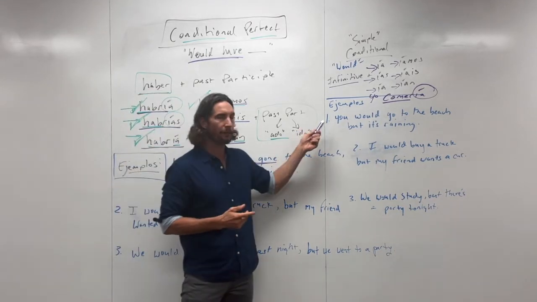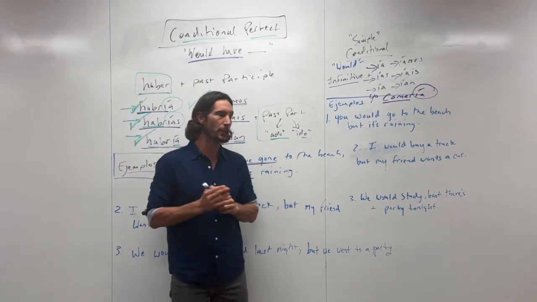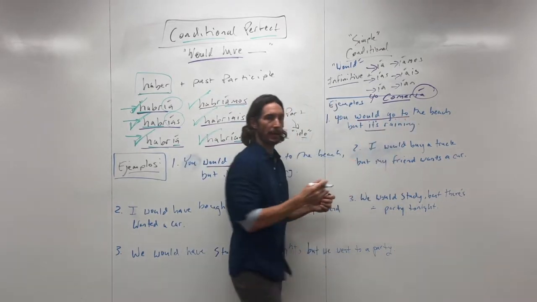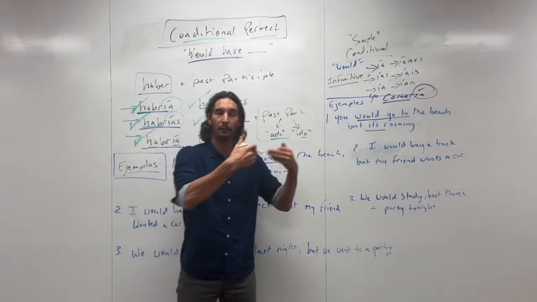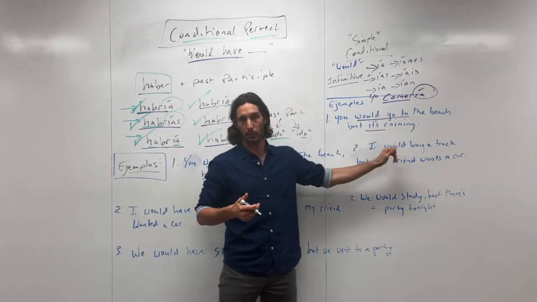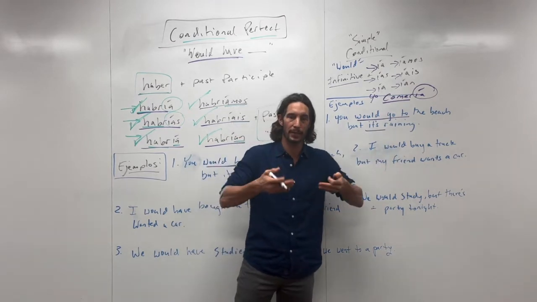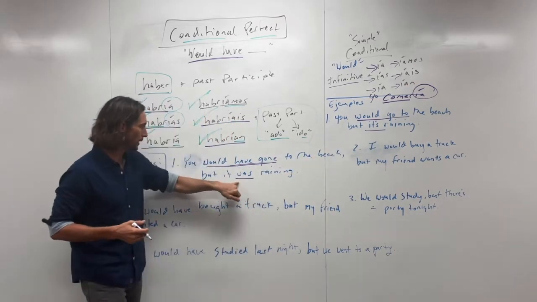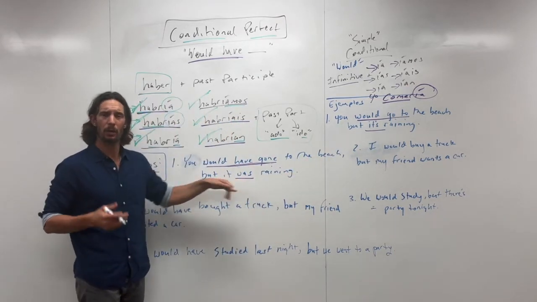But notice the difference here when we use the simple conditional. We'd say, you would go to the beach, but it's raining. So instead of saying you would have gone, but it was raining, you're saying you would go, but it's raining. And so it's more of a present tense sort of deal. This is in the present tense, whereas this is being used in a past tense. And so hopefully that makes sense.